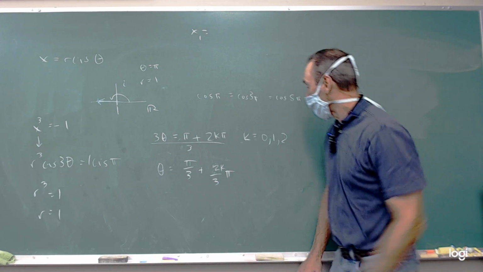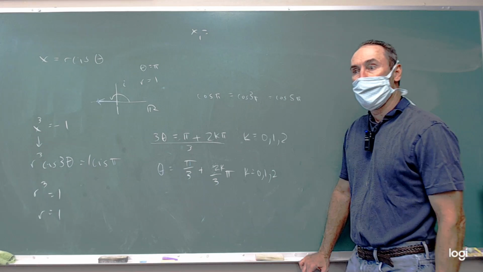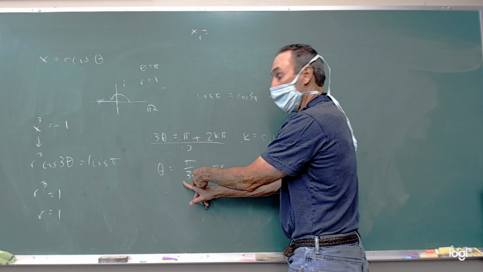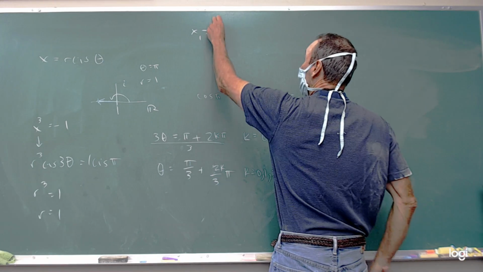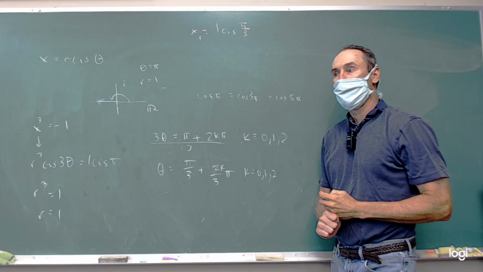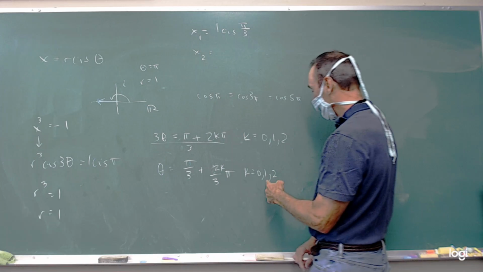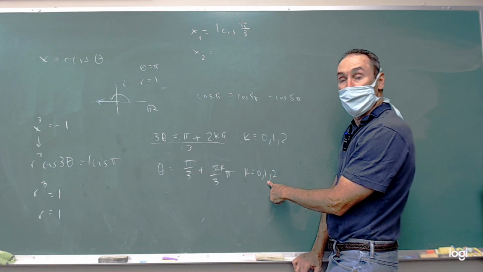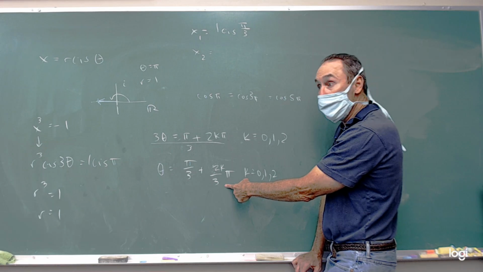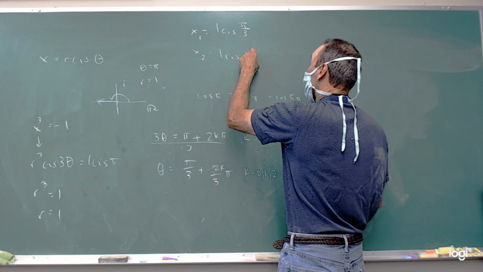So the first one, and we're going to still say that k is 0, 1, 2. So k is 0, we're going to get theta is pi over 3. The r is still 1, so we're going to get 1 cis pi over 3. Second one. Now I'm going to plug in 1 for the k. We're going to get pi over 3 plus 2 pi over 3, which is pi. That's the one that we guessed, right? We'll see that in a minute.